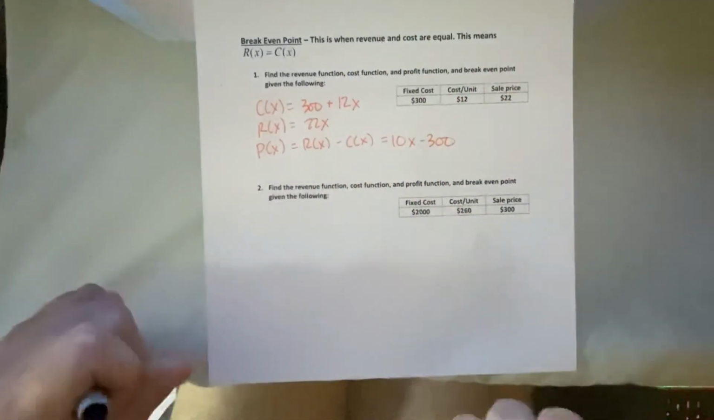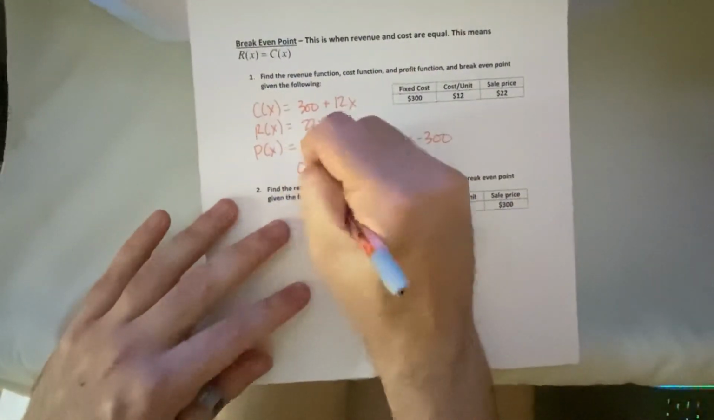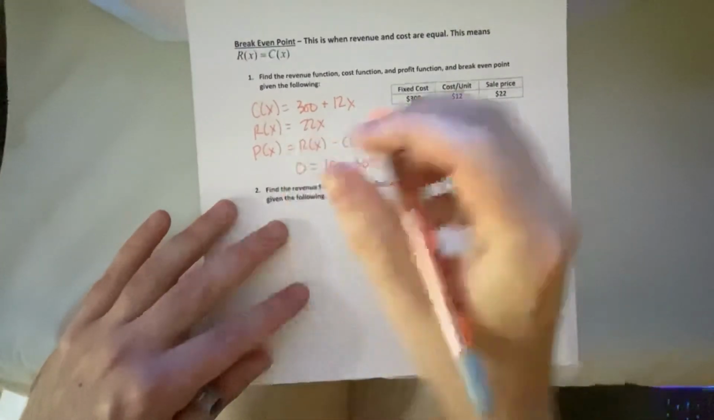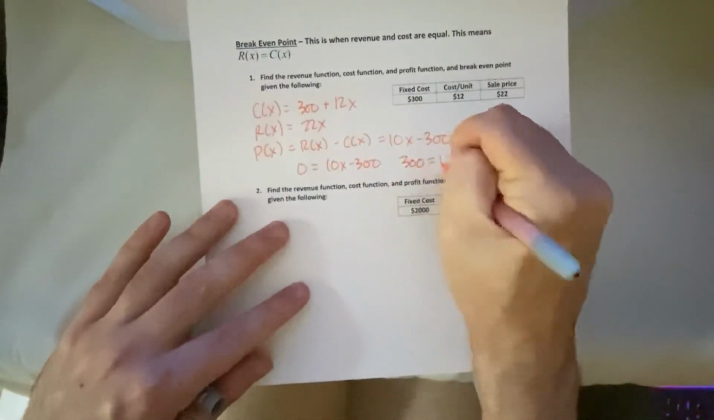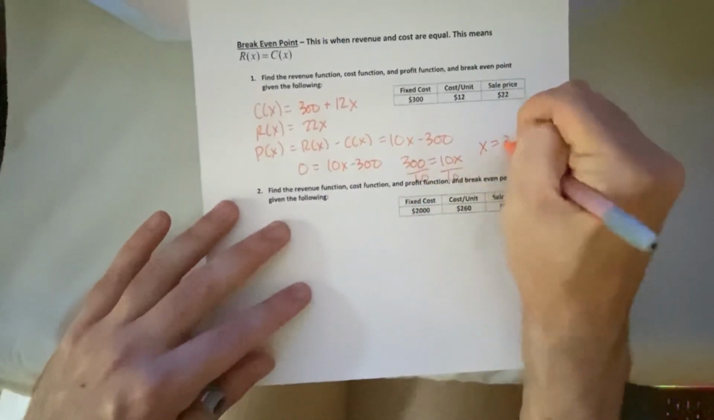Your break-even point is either where profit is 0 or revenue equals cost. So if you set your profit equal to 0, 10x minus 300 equals 0, add the 300 to the other side. 300 equals 10x, divide by 10, means x equals 30. So what does that mean? That means to break even, you have to produce and sell 30 units, and from there you can start making money. And that's really all of 2.4.